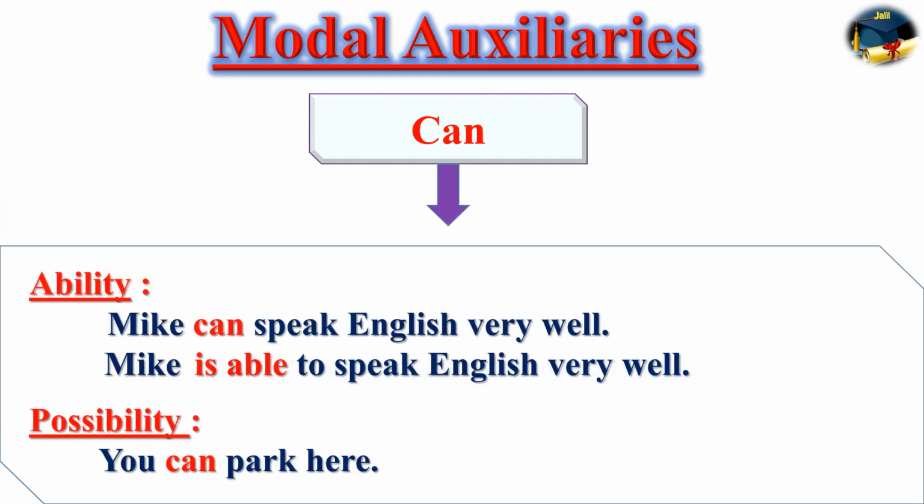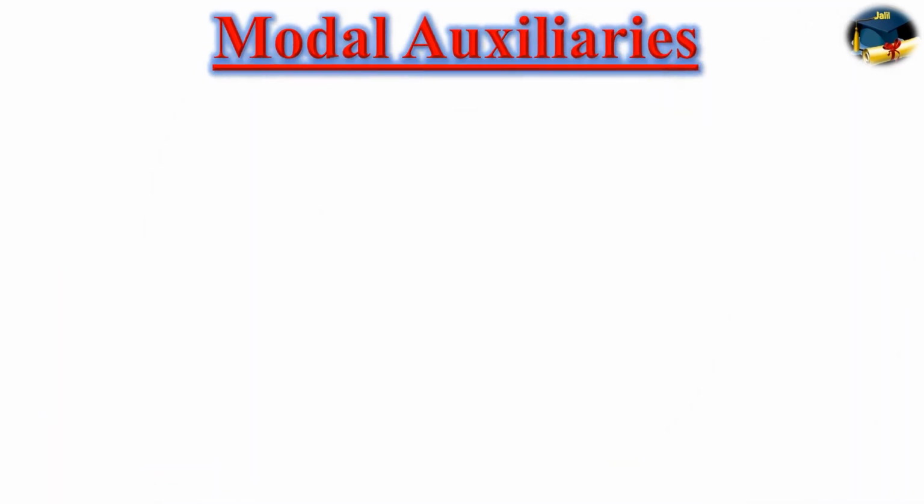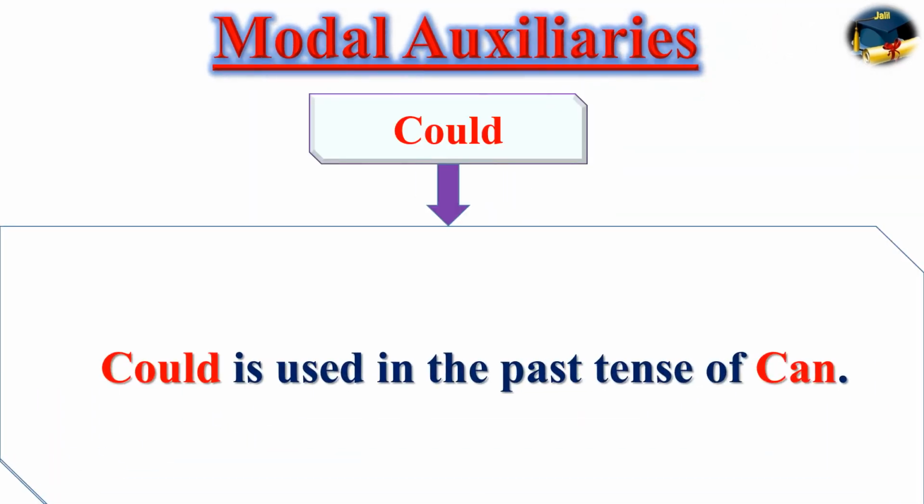Ability. Mike can speak English very well. Mike is able to speak English very well. Possibility. You can park here. You can park here. And we have could. Could is used in the past tense of can.